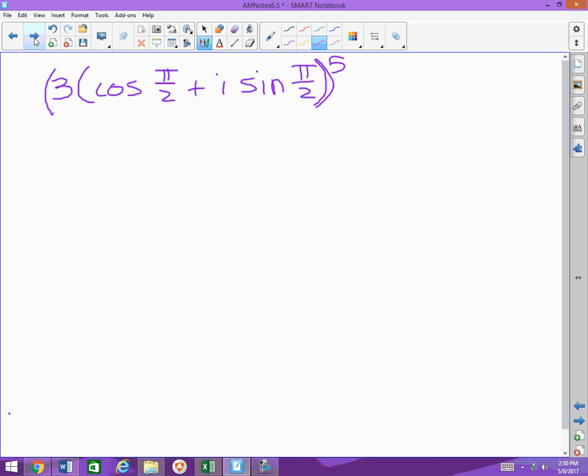So then, when you are raising something to a power and it's in trig form, you take the r, or the absolute value, and just raise it to whatever the exponent is. And then it's cosine of your angle times the exponent plus I sine angle times the exponent.